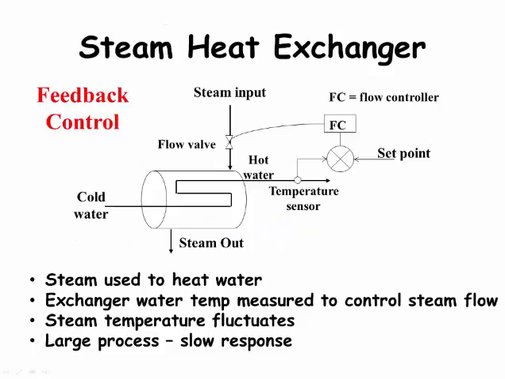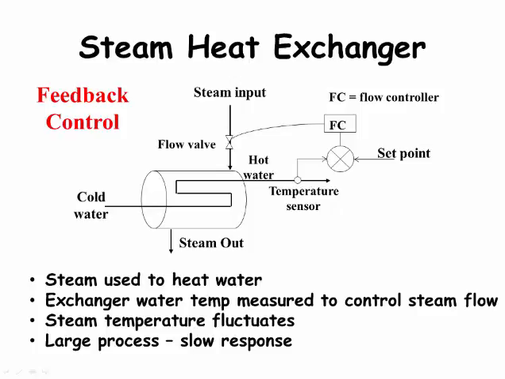This slide shows a simple schematic of a steam heat exchanger used to produce hot water. Steam coming in from the top is added to heat cold water. The steam flow rate is controlled with a flow valve actuator. The hot water temperature is measured and fed back through a flow controller to adjust the steam flow rate. This diagram shows feedback control only.